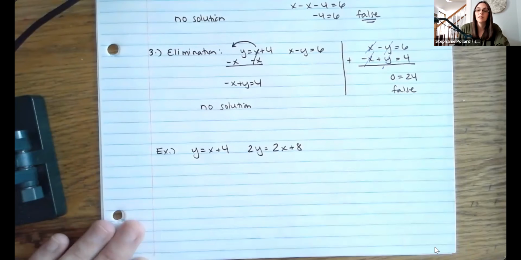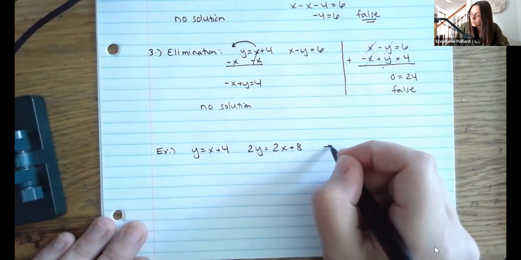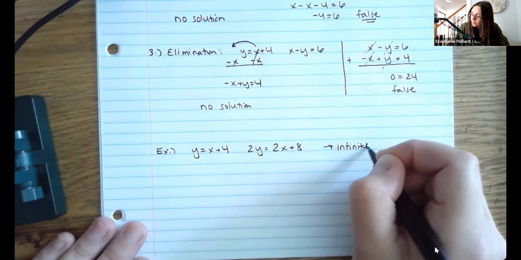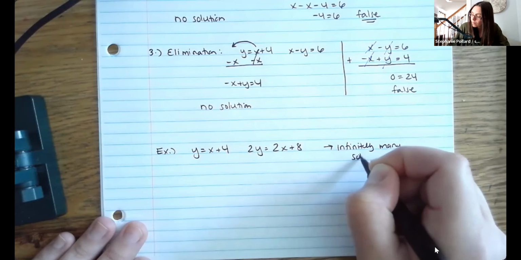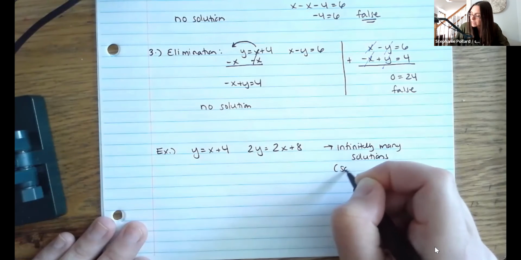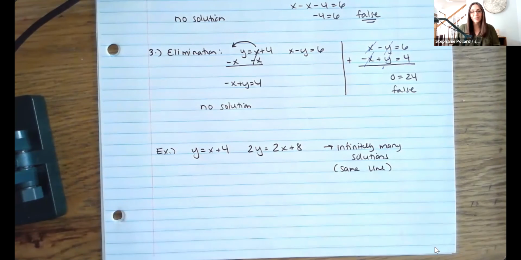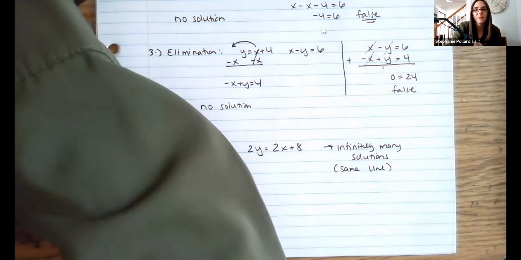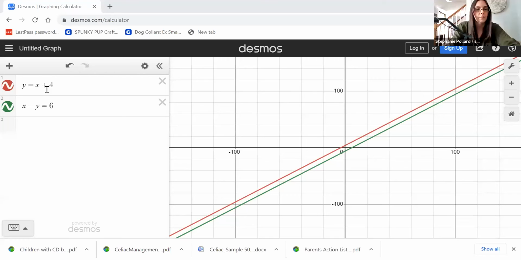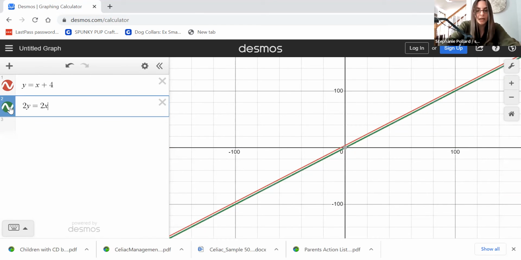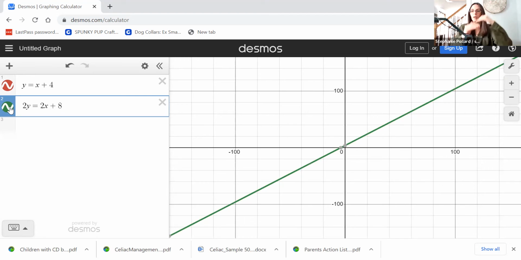Okay, so here's a system that actually would have infinitely many solutions. And basically what happens is the only reason it has infinitely many solutions is because you have the same exact line. If you try to graph this, we can show that real quick here. Go to Desmos. The first starting equation will be the same, and then we'll do 2y equals 2x plus 8, and you'll see that one line goes right on top of the other line. So you actually have the same line here.